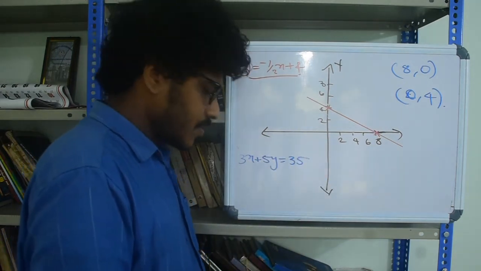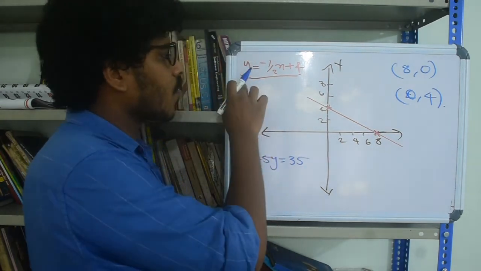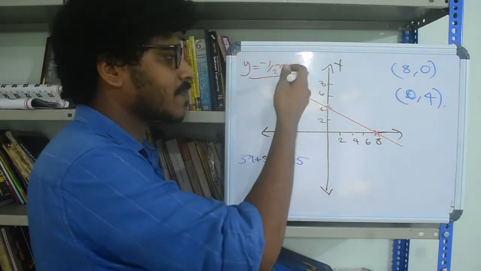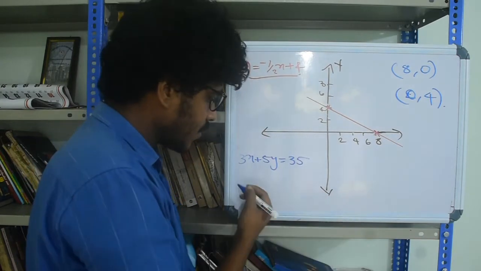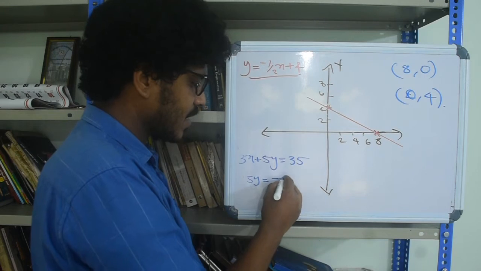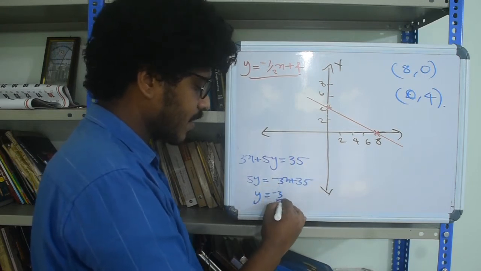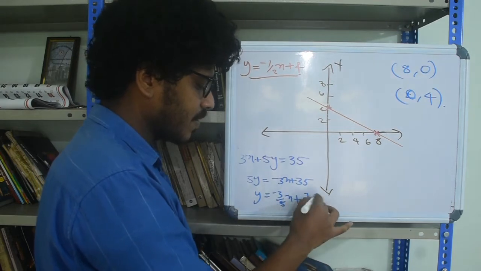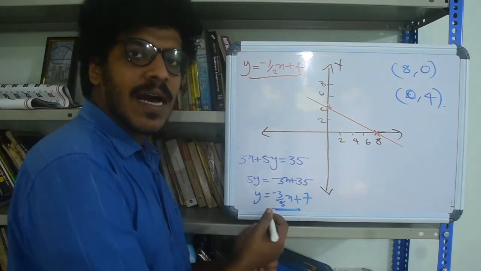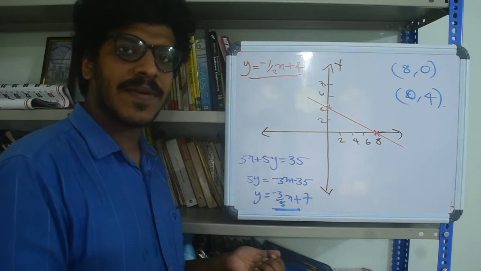Right. So can you convert this to slope-intercept form, or y equal to mx plus c form, where m and c, or mx plus b, where m and b are constants? So let's keep the y term here: 5y equal to minus 3x plus 35. So y equal to minus 3 by 5 x plus 35 by 5, which is 7. Right. So this is how we obtain the corresponding slope-intercept form of any equation.